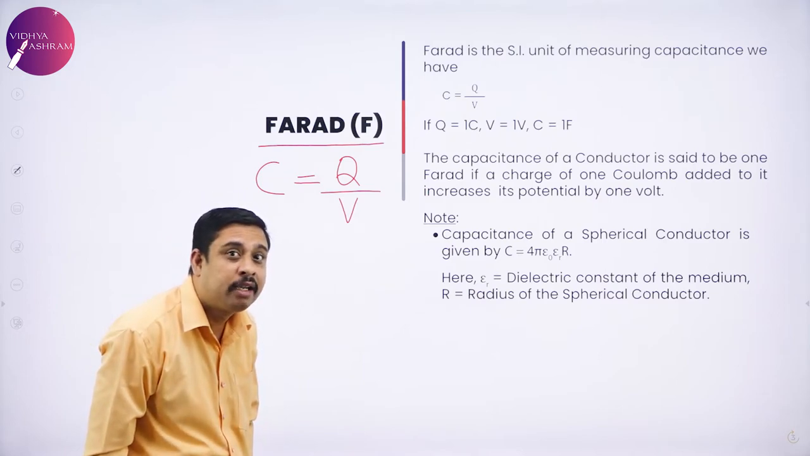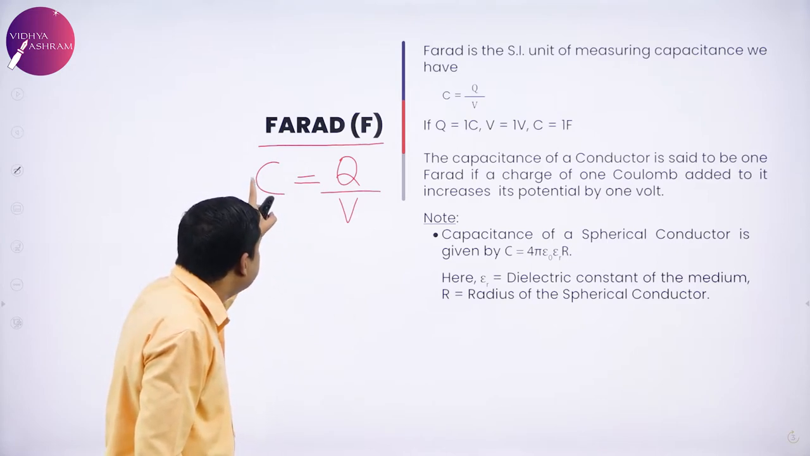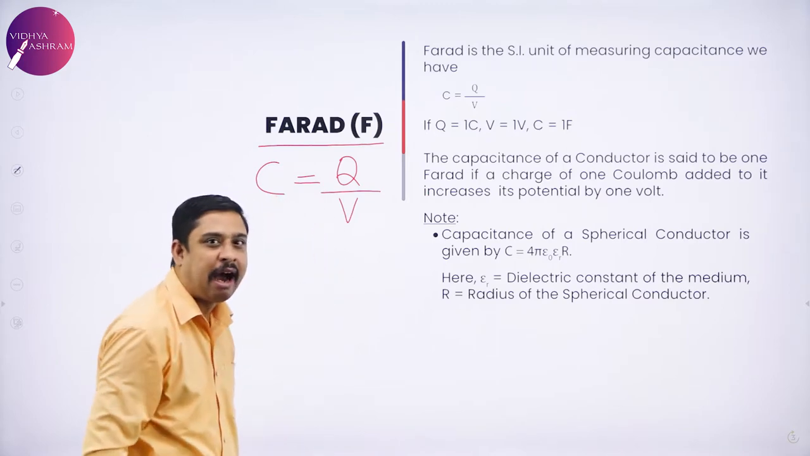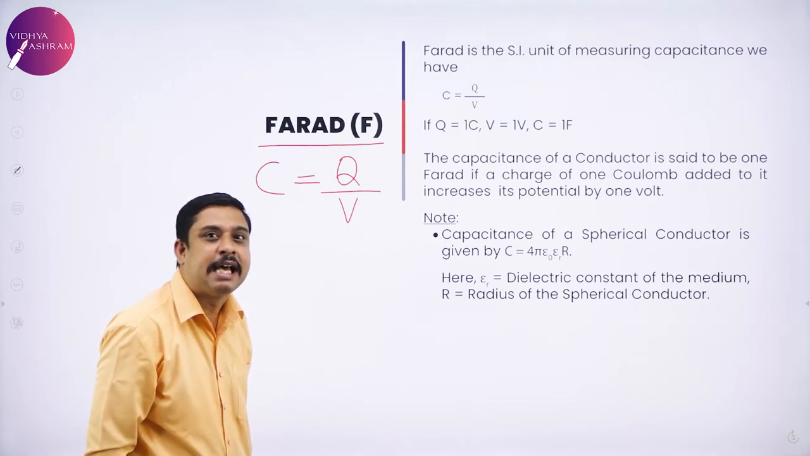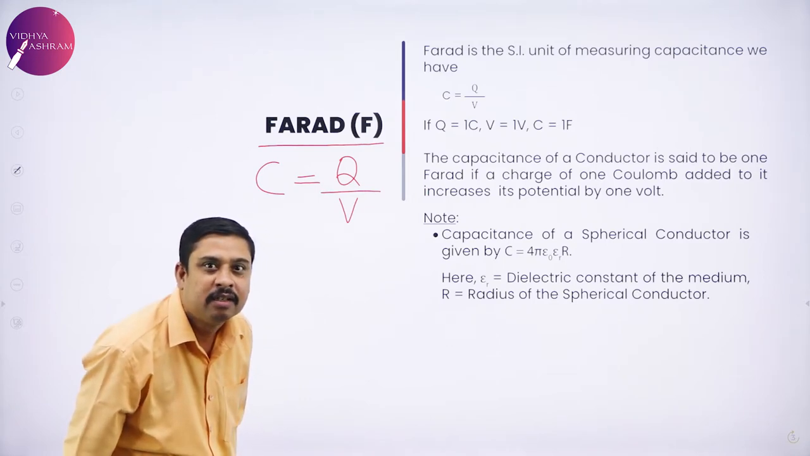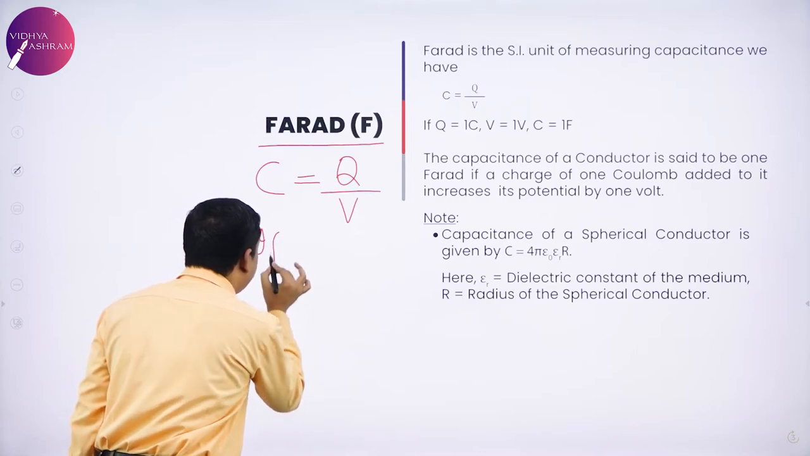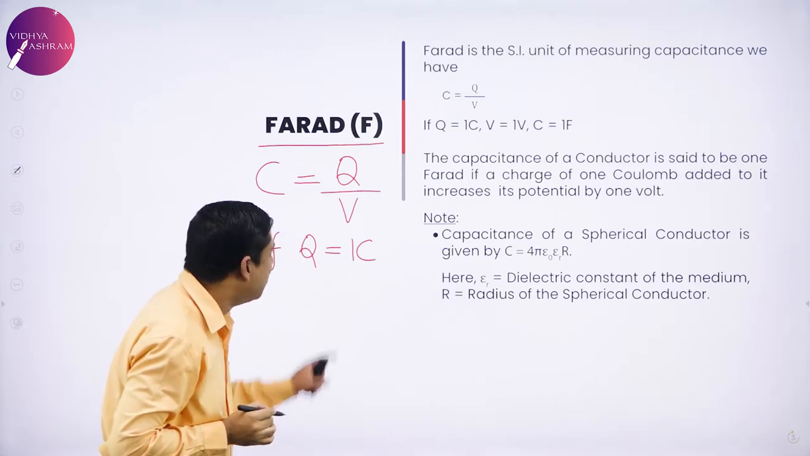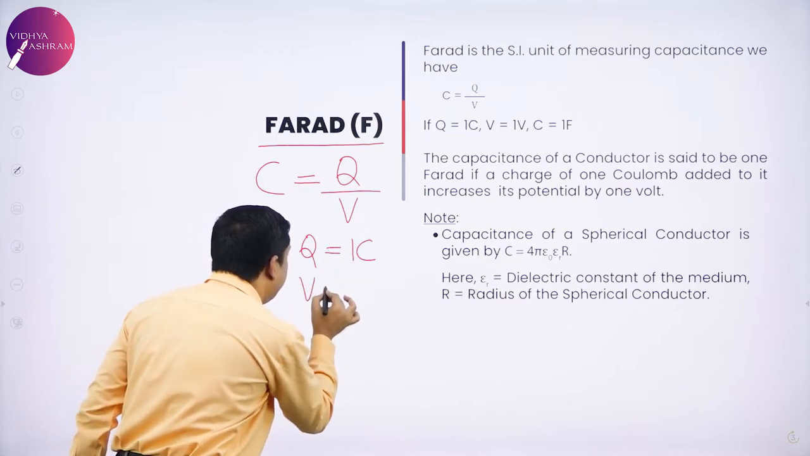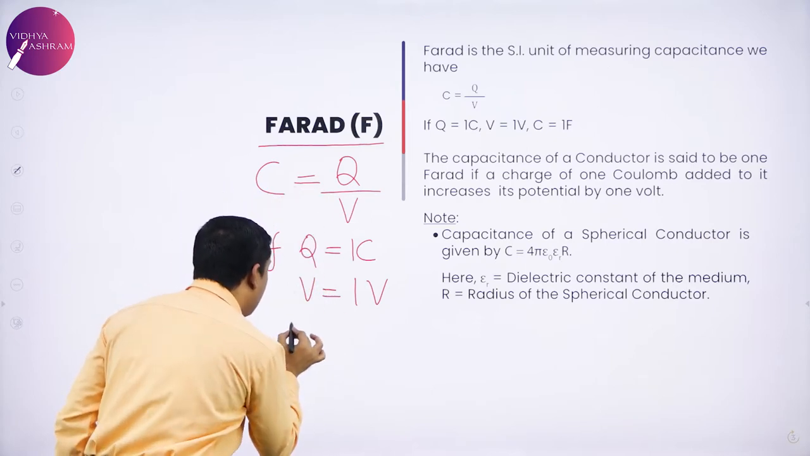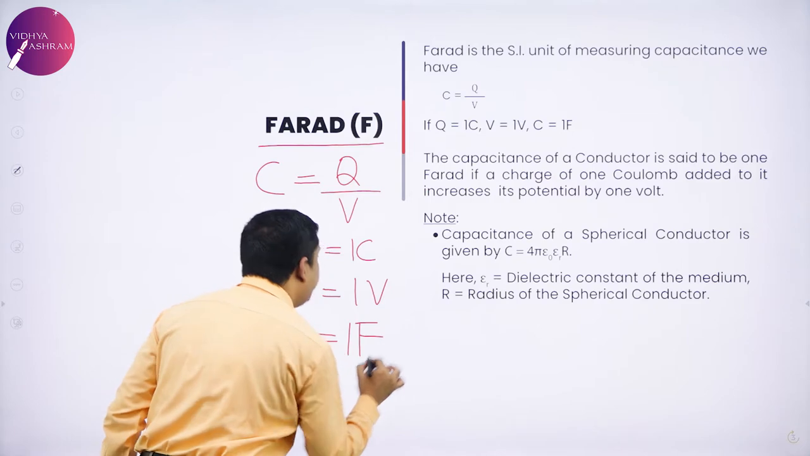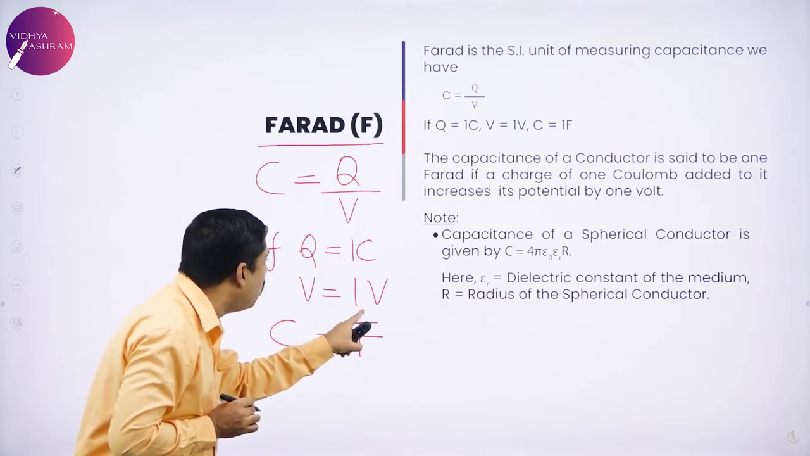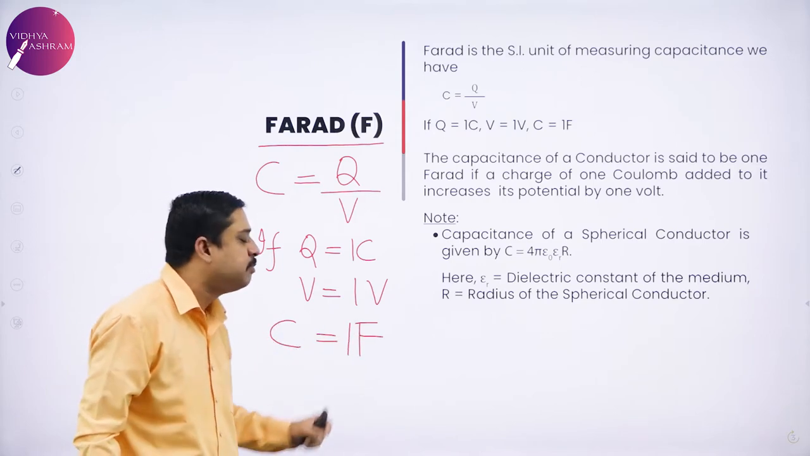Now, what is my work? To understand when capacitance is 1 farad: for the left hand side to be unity, the terms on the right hand side should also be unit measures, which means if Q equals 1 coulomb, the unit of charge, and V equals 1 volt, only then C is 1 farad. Charge Q is 1 coulomb, potential is 1 volt, 1 by 1, 1. So C becomes 1 farad.